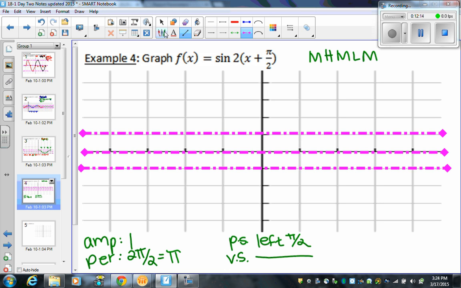Let's label our x-axis in its scale. The first dash is going to be pi over 2, and again I'm going to do this at the bottom so it doesn't get so messy in here. And pi, 3 pi over 2, 2 pi.